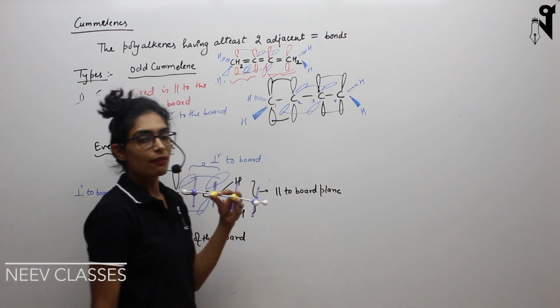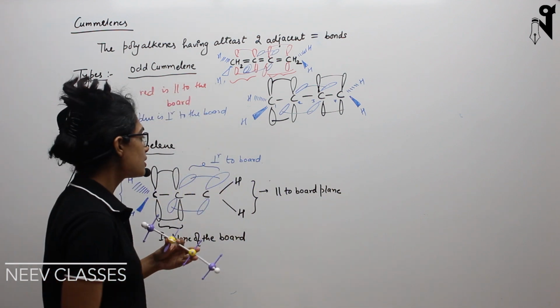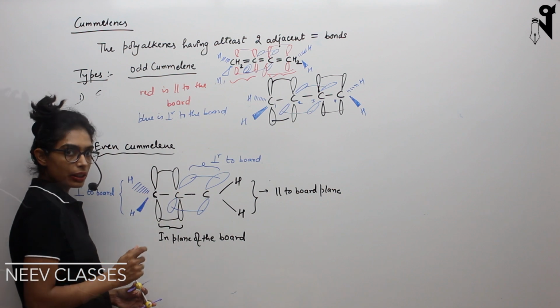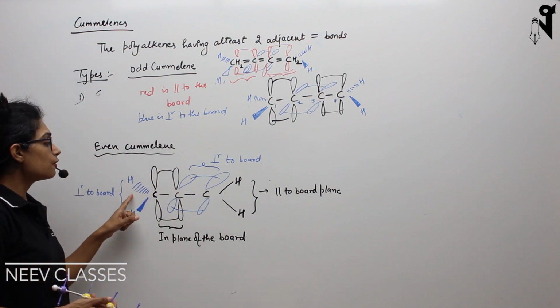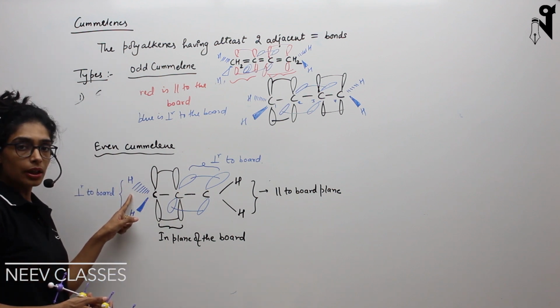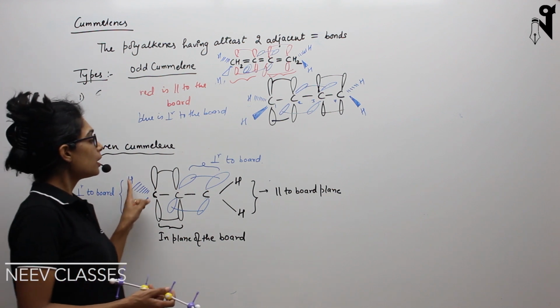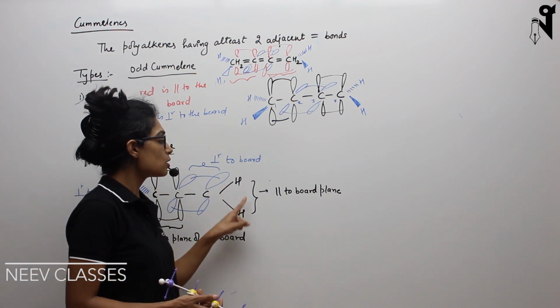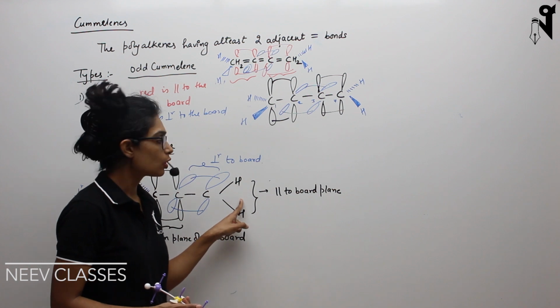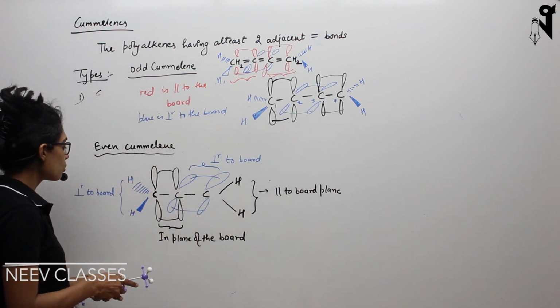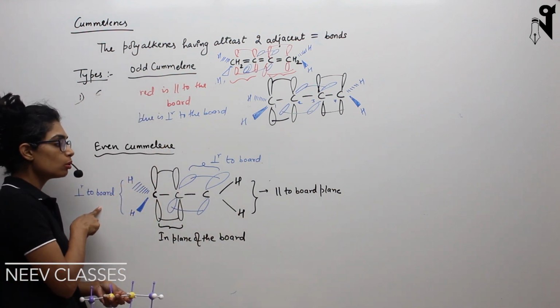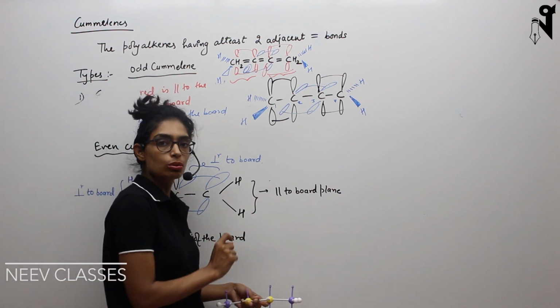So what we have understood through this is, if we take an even cumulene, whatever groups are present on the first carbon in the even cumulene will be in a different plane with respect to the groups present on the last carbon of the even cumulene. Here it was two hydrogens. These two hydrogens were perpendicular to the board, and the last two hydrogens are parallel to the board.